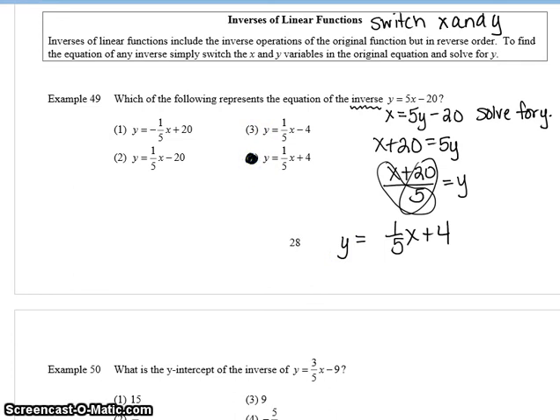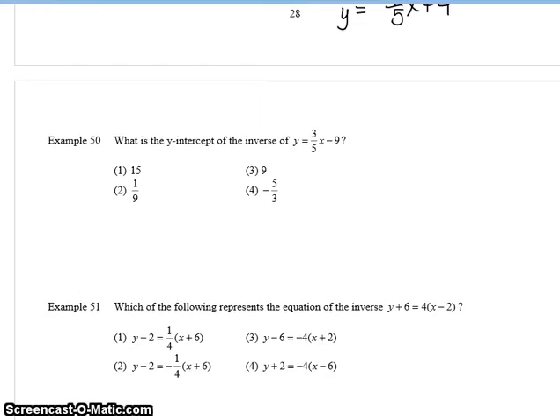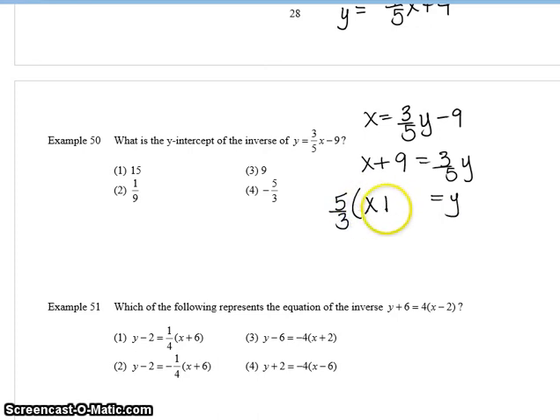Example 50. What is the y-intercept of the inverse? We have to do what we just did before. So switch your x and your y, and then you're going to solve for y. So I add 9 to the other side. And now remember, guys, to get rid of 3/5, you multiply by the reciprocal. So I'm going to multiply both sides by 5/3. So 5/3 cancels out on the right, and then it becomes 5/3 times x plus 9.